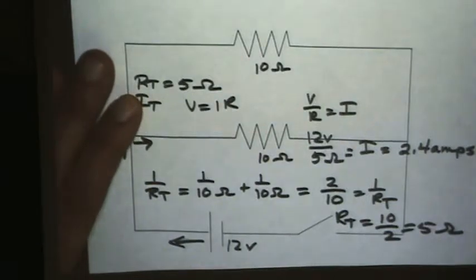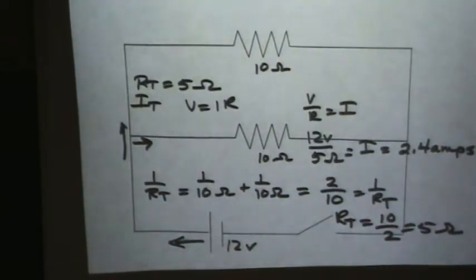Now, once I find this, I want to discover the voltage change as well as the current change across each of the resistors. The rules for a parallel circuit are pretty much the opposite of a series circuit. In a series circuit, the amps remain the same, the current remains the same across every resistor, and the voltage splits. And the opposite is true in a parallel circuit.